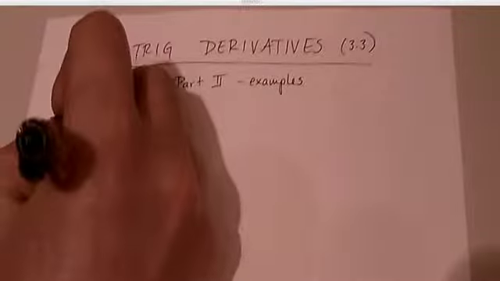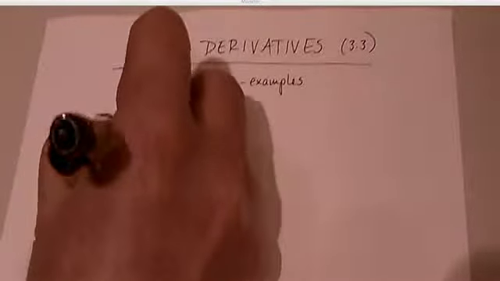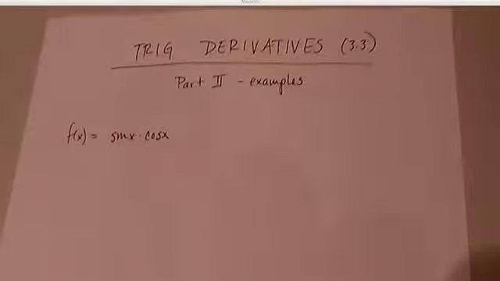Let's start off with a relatively straightforward one, sine x times cosine x. Now, from here, we obviously have a combination function. It's not only trig, it's a combination. The combination is a product. It's a product function, and therefore we need to use the product rule.